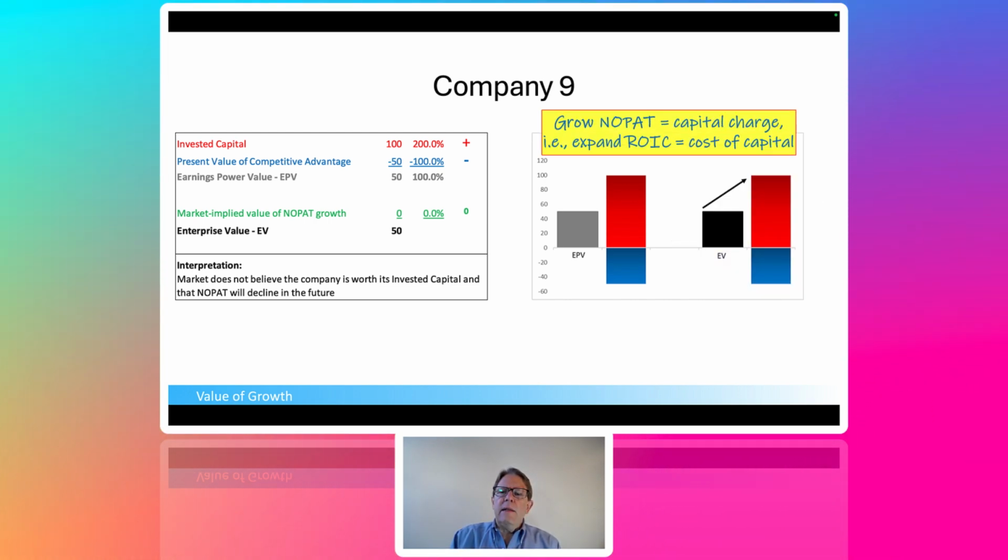How do you make money in the stock? They grow NOPAT to equal the capital charge, right? Expand their ROIC to equal the cost of capital. That's all you make. The business just has to recover. You'll make money in that case.